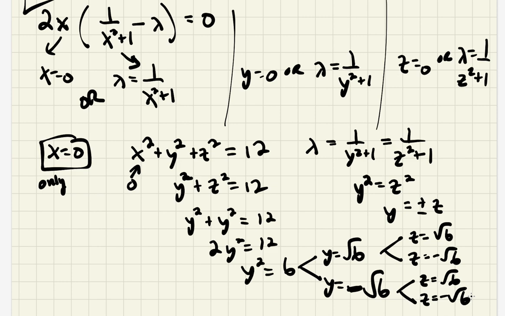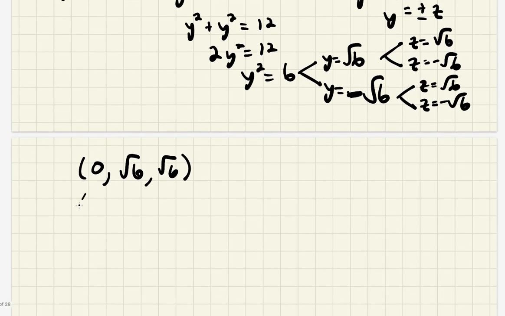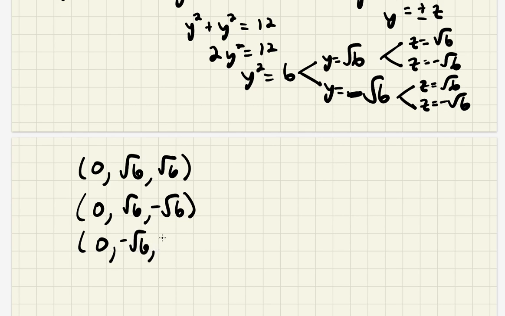And we just arbitrarily chose x to be the one that gives us 0. It could have been y. Only one of them is 0. That's what we're looking at. And so, unfortunately, this gives us a whole lot of possible points. Let me write them. 0, root 6, root 6. 0, root 6, negative root 6. 0, negative root 6, root 6. 0, negative root 6, negative root 6.